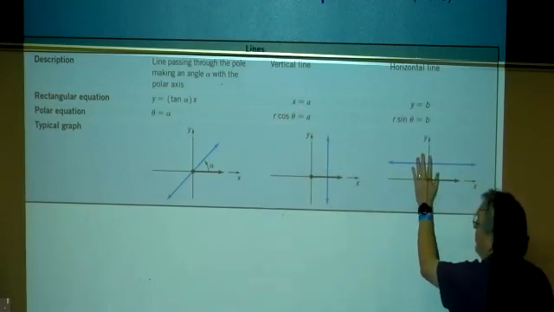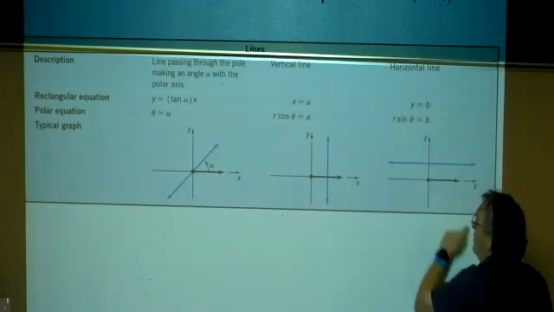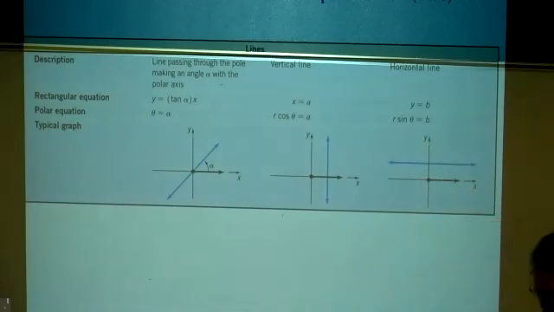And same thing here with sine, you get horizontal lines. The r tells you how far away from the pole you are, either in the positive direction or the negative direction.